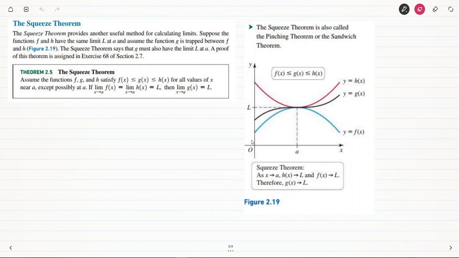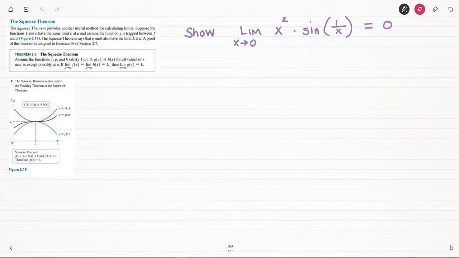Then the limit, if there's some point where they're equal, if the limit of the pink function is equal to the limit of this teal function at some point, then it would follow that the limit of our black function, our g function, is equal to that same value, that same L. So here's how you would apply that. We're going to use the Squeeze Theorem to do an example like this.